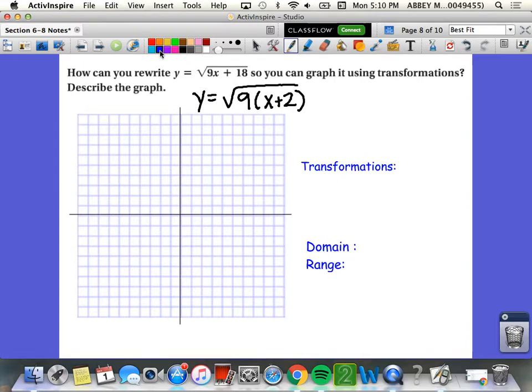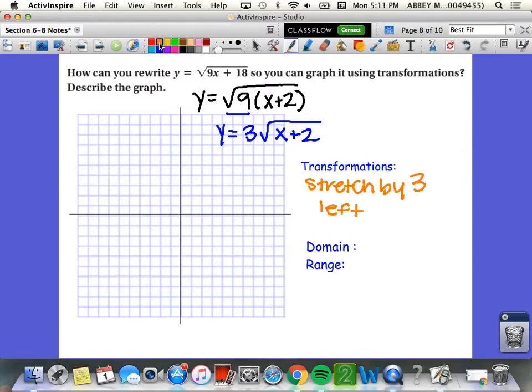Now, from here, you're dealing with a square root function. So what's the square root of 9? You can rewrite that and say, well, that's 3, and I'm left with the square root of x plus 2. Now, you can see very easily you have a transformation of a stretch by 3, and then you went to the left 2.